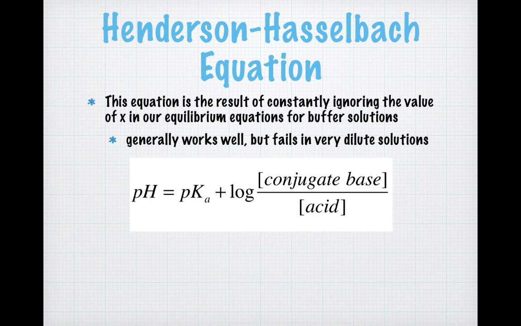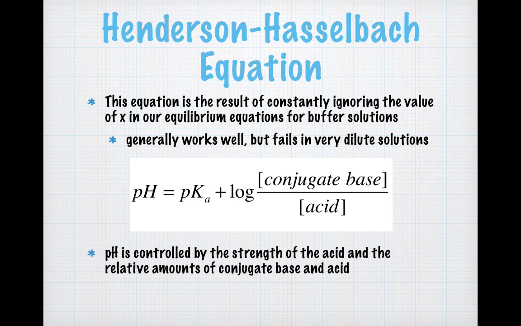But here's the Henderson-Hasselbalch equation here. We have pH is equal to the pKa of the acid plus the log of the conjugate base over the acid concentrations. So what this equation really tells us is that the pH of a buffer solution is going to be controlled by the strength of the acid, that's from the pKa, and the relative amounts of conjugate base and acid.